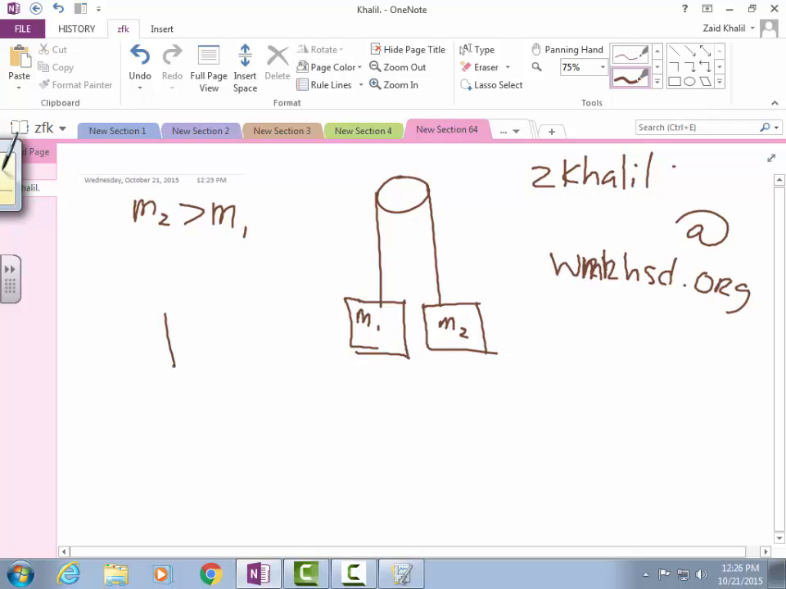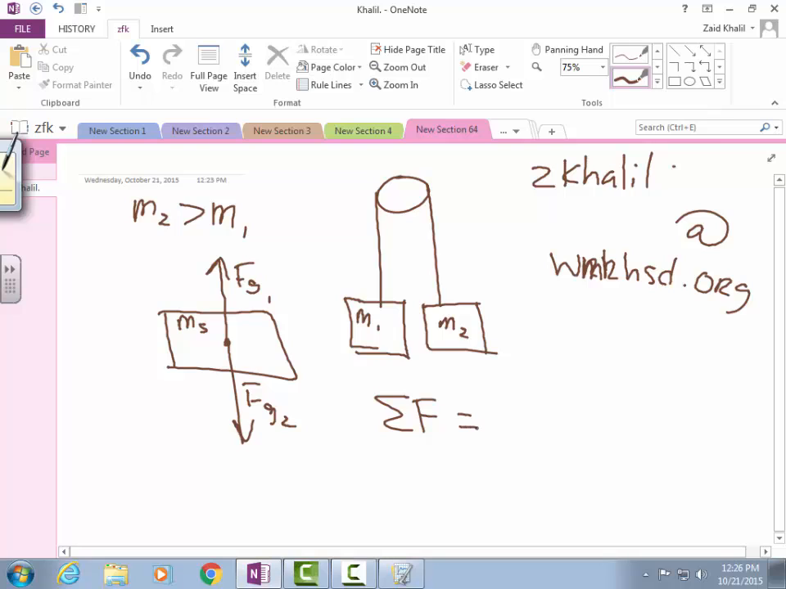So in other words, you can actually have this system called MS. And what's MS equal to? That's right, M1 plus M2. And what's drawing it down? Which one? FG2. And what's retarding it? FG1. And then we write Newton's second law for this system. What's Newton's second law for this system? Net force is equal to MS times A.